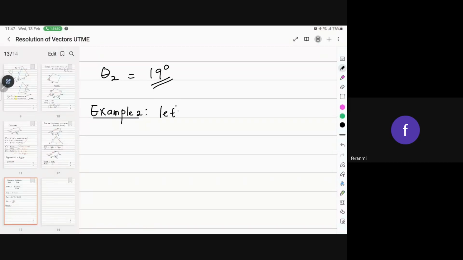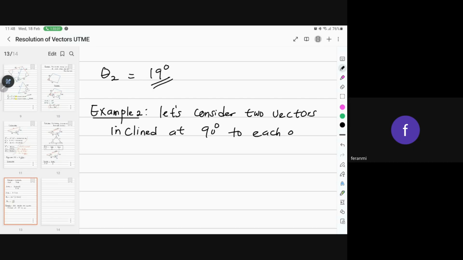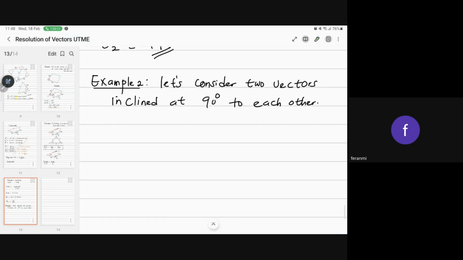Let's consider a case. Let's consider two vectors inclined at 90 degrees to each other. Remember, I'm talking about the cases where they are inclined. So if you have two vectors inclined at 90 degrees, let's say I have 3 Newton here. Let's say I have 4 Newton here. They're inclined, the angle between them is 90 degrees.